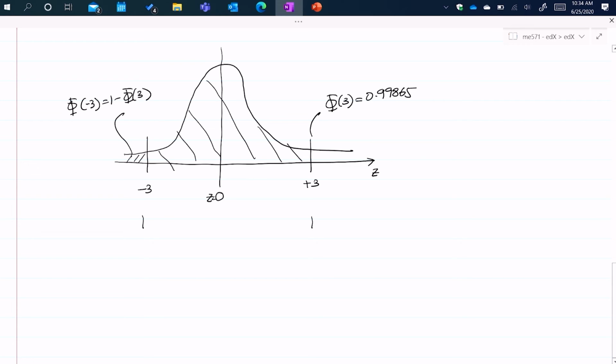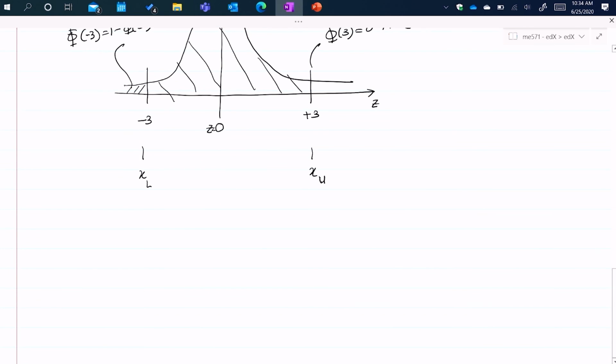So what does plus or minus 3 sigma mean? What is the population that would lie within your tolerance limit? This corresponds to an x value here. This is your lower limit, so I'm going to call it x sub L. And this corresponds to an upper limit, I'm going to call it x sub U. So what we are asking is, what is the population that will lie between your tolerance limits given manufacturing capability of plus or minus 3 sigma.